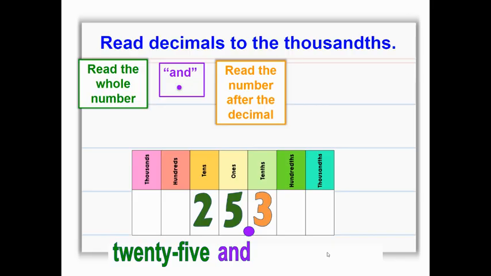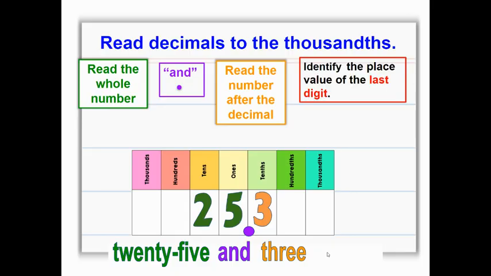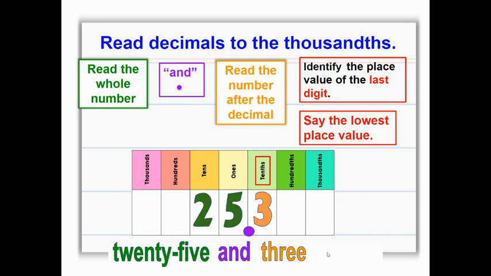Read the number after the decimal. Right now there's only one digit after the decimal, and it's just 3. So we'll say 3. Identify the place value of the last digit. That 3 is in the tenths place. So we're going to say the lowest value. So this number is read as 25 and 3 tenths.